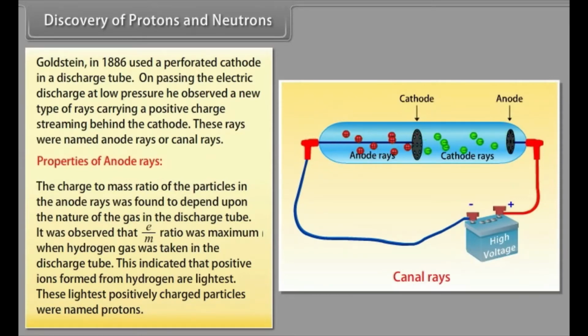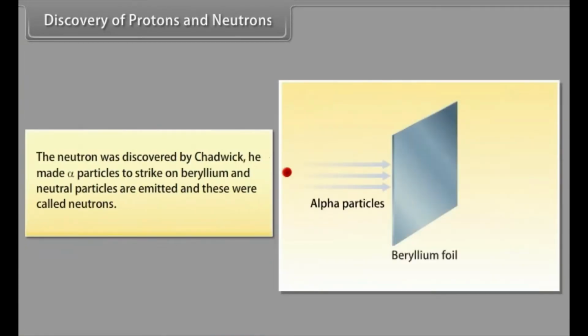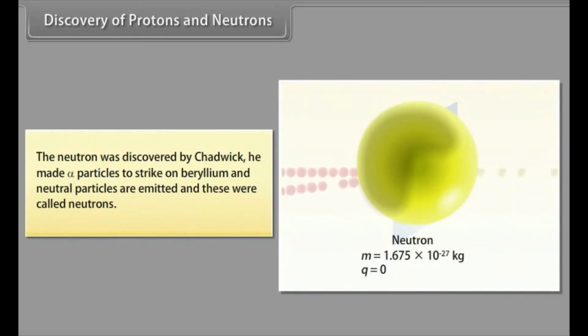This indicated that the positive ions formed from hydrogen are lightest. These lightest positively charged particles were named protons. The neutron was discovered by Chadwick. He made alpha particles strike beryllium, and neutral particles were emitted, and these were called neutrons.